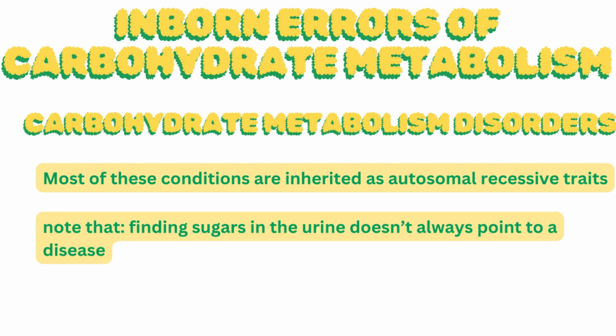Now, it's important to note that finding sugars in the urine doesn't always point to a disease, sometimes it's simply the result of excessive sugar consumption. But when it comes to inborn errors, the presence of certain sugars can be a crucial diagnostic clue. Let's start by talking about galactose metabolism.